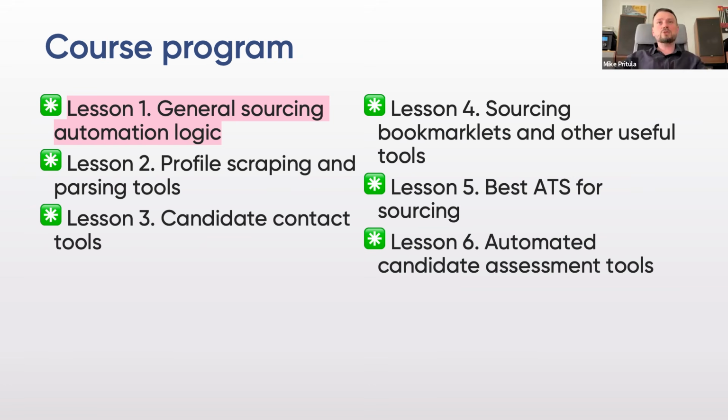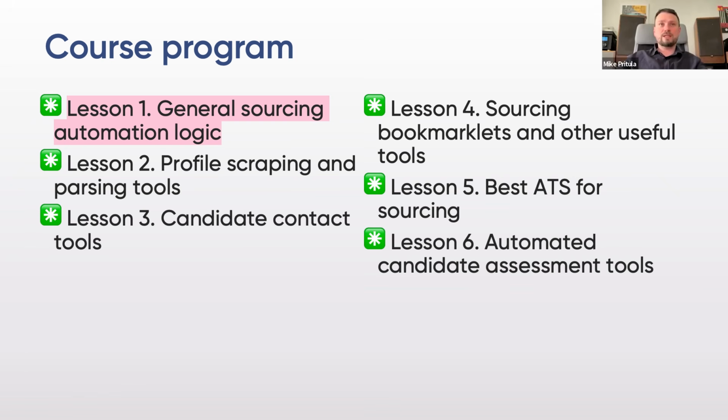Moving on. Our course consists of 6 sessions. Today, we are discussing what sourcing and recruiting automation is in general. In the second session, we will start examining the first tools, specifically the tools for scraping and parsing profiles. In the third session, we will explore tools for contacting candidates. In the fourth, we will discuss what bookmarklets are and other useful tools. In the fifth, we will talk about which automation, recruiting, and sourcing tools fall under the category of tracking systems that work best. We will examine the most advanced ones that already incorporate artificial intelligence. And in the sixth session, we will look at tools for automatic candidate assessment. Here too, we will include those that use artificial intelligence. That is the plan for this course.